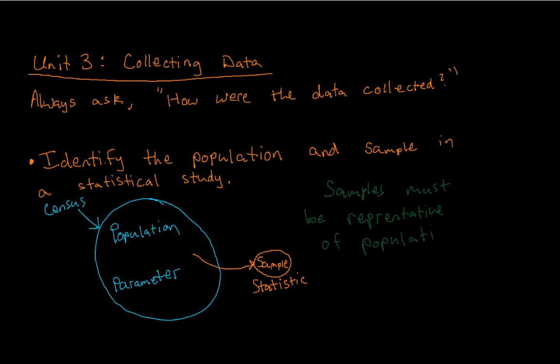So if I wanted to get some information on how Piedra Vista students feel about a certain situation, I would not want to ask kids from Farmington High about their opinion. If I'm concerned about Piedra Vista, I want to ask people from Piedra Vista, not from Farmington High. That's what I mean by representative. Okay, so identifying population and samples, I got a couple of examples that we're going to go through.